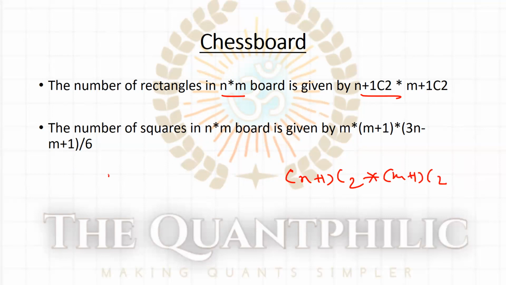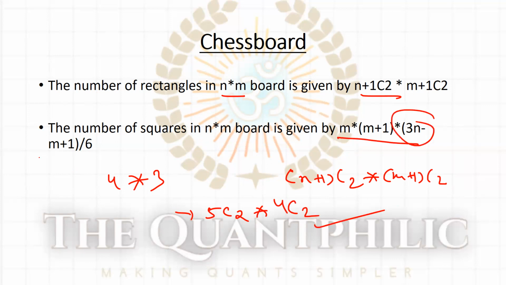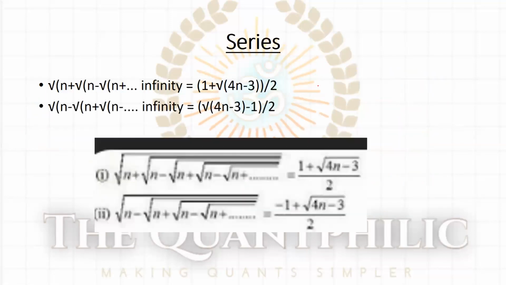If the dimensions of the board are 4 by 3, how many rectangles are there? It is (4+1)C2 into (3+1)C2, that is 5C2 into 4C2. This is the number of rectangles, and the number of squares will be (m-1)(3n-m+1)... into 5, 6. This is not that important, squares are not that important, but rectangles are. A direct question can be asked and you can use this formula easily.